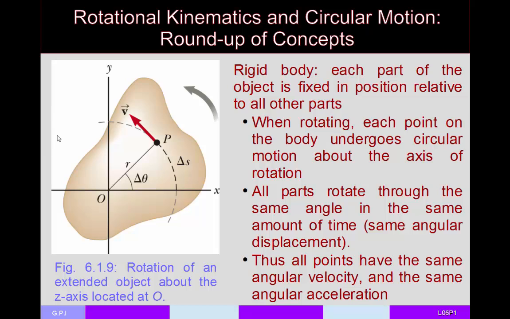If you have a rigid body, then each part of the object is going to be fixed in position relative to all the other parts. That's what it means to be rigid. If rotating, what that means is that each point on the body is going to undergo circular motion about the axes of rotation, and all parts are going to rotate through the same angle in the same amount of time, so that every part will basically have the same angular displacement in a given amount of time, and therefore they will all have the same angular velocity. And if they all have the same angular velocity at all points in time, then they must also have the same change in angular velocity, so they will all have the same angular acceleration. So in a rigid body, everything basically has the same angular displacement, angular velocity, and angular acceleration. Basically everything is moving together.